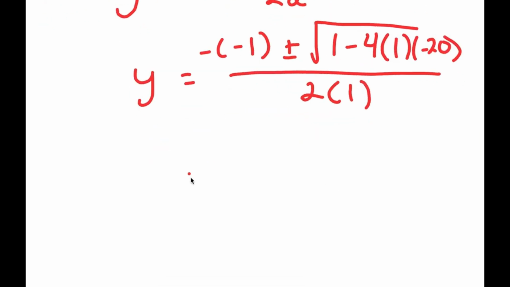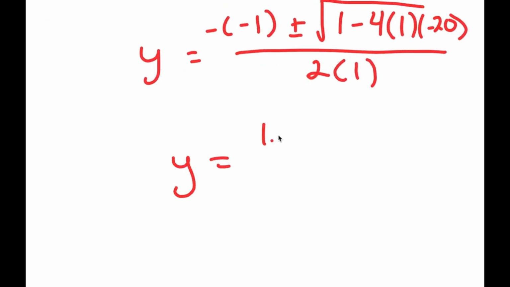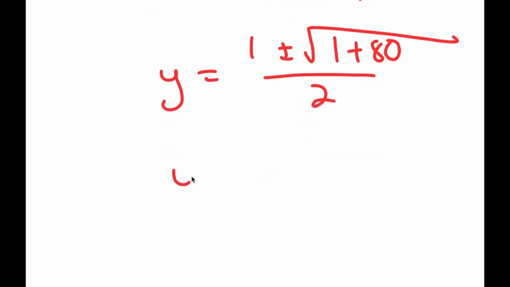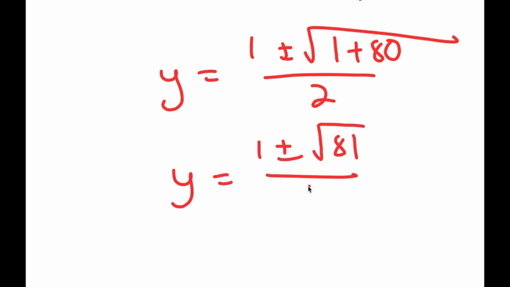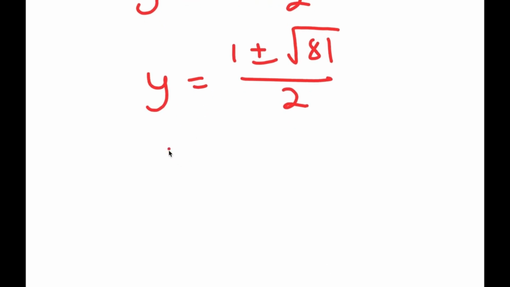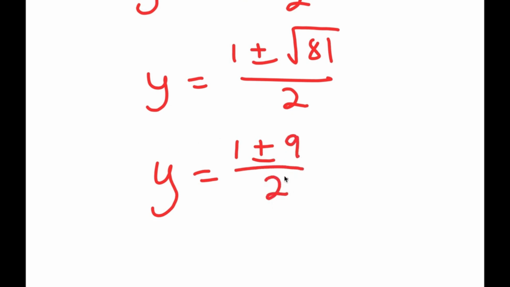And this is equal to 1 plus or minus the square root of 1 plus 80 over 2, which is equal to 1 plus or minus the square root of 81 over 2. And the square root of 81 is equal to 9. So I get y is equal to 1 plus or minus 9 over 2.